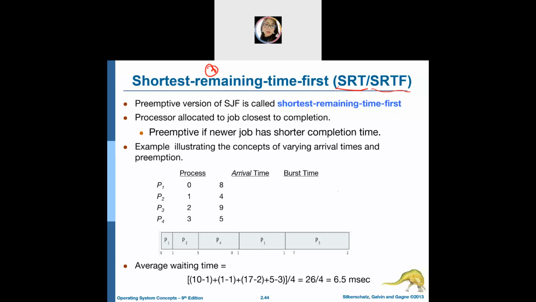Now, compared to first come first serve and SJF, these two are non-preemptive. But now you can see this SRT is the preemptive version. The processor allocates to the job closest to completion. Preemptive if a new job has a shorter completion time. So for example, you are given here 4 processes.